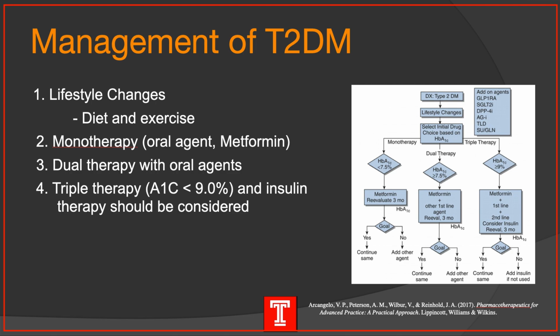These first-line medications include glucagon-like peptide 1 receptor agonists, dipeptidyl peptidase 4 inhibitors, alpha glucosidase inhibitors, meglitinides, sodium glucose cotransporter 2 inhibitors, sulfonylureas, and TZDs or glitazones.